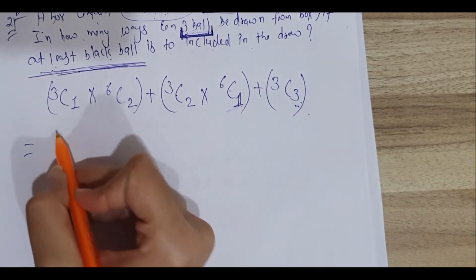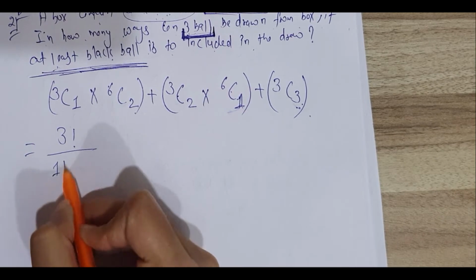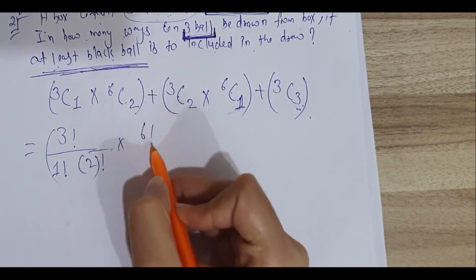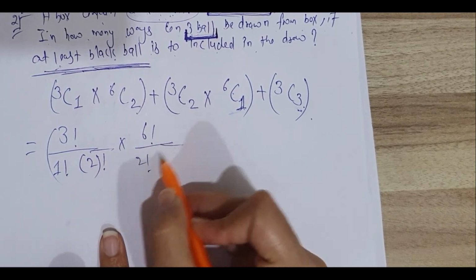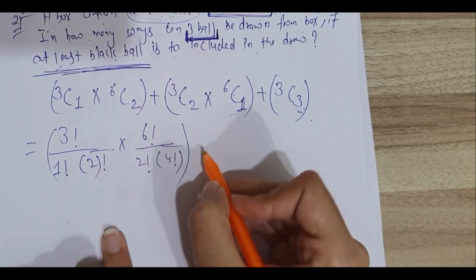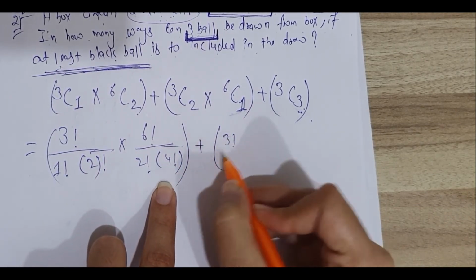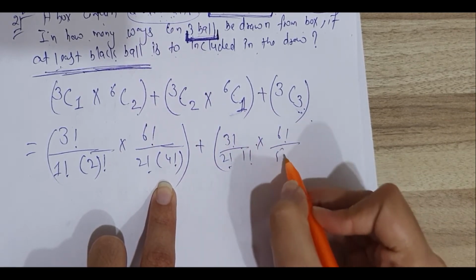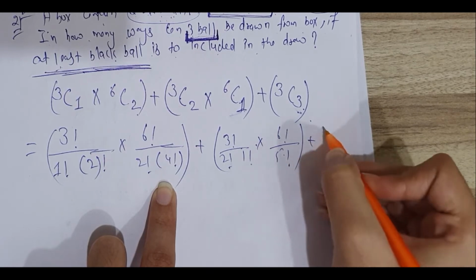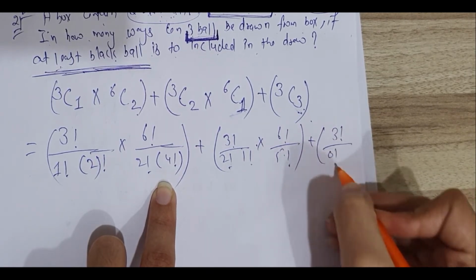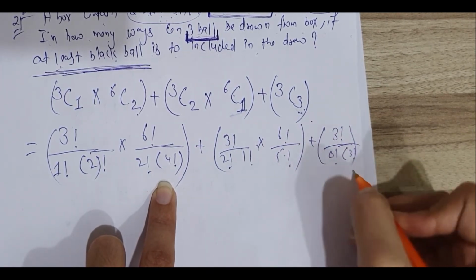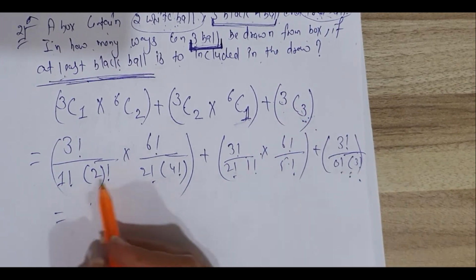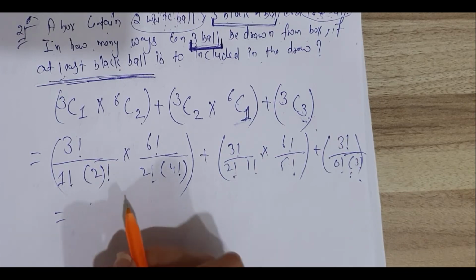How will we solve it? 3 factorial over 1 factorial 2 factorial into 6 factorial over 2 factorial 4 factorial with the help of the formula. 3 factorial over 2 factorial 1 factorial into 6 factorial over 5 factorial plus 3 factorial over 0 factorial 3 factorial. This will be 1, 3C3, 2C3, this will be 1, and answer will come out to be 64.